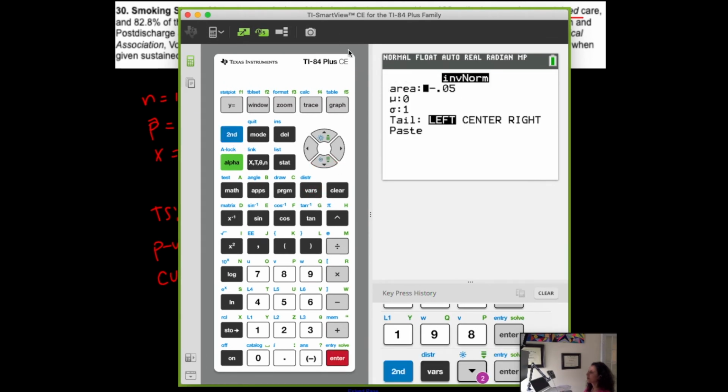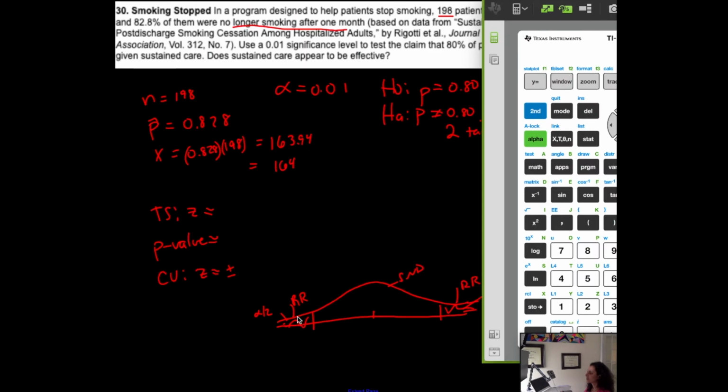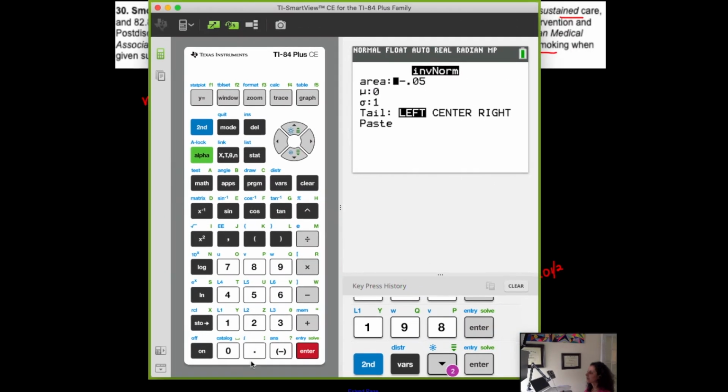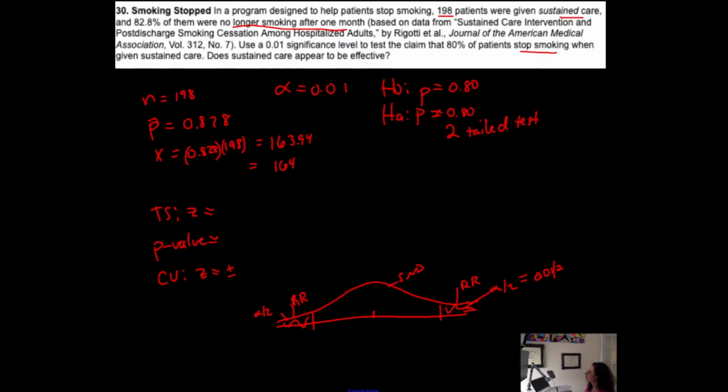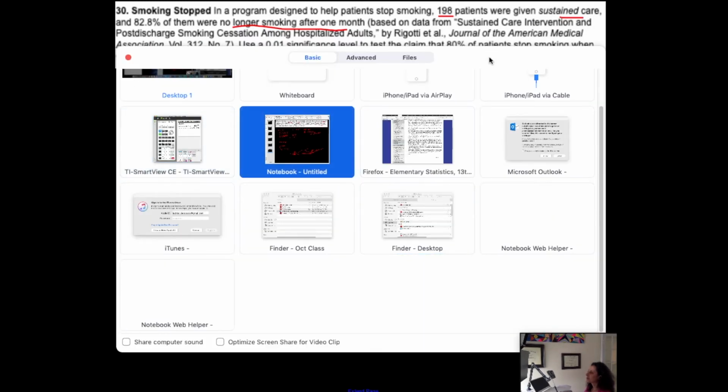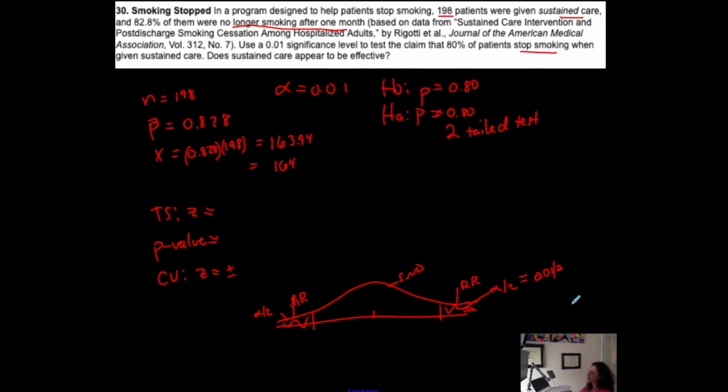Inverse norm. I'm going to find the left-tailed one because it's easier. So 0.01 divided by 2 is the area in the left tail. I could literally just type that and it will do it for me. It's the standard normal distribution curve. So I'll get my left-tailed one. Negative 2.56 is my left-tailed critical value.